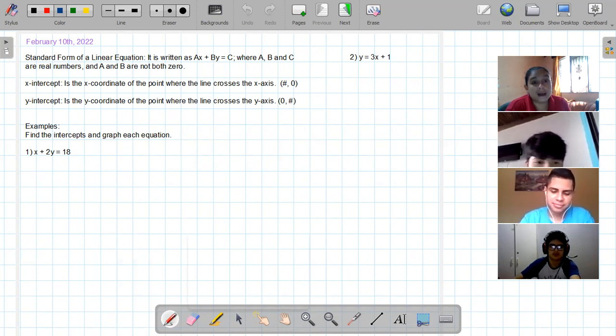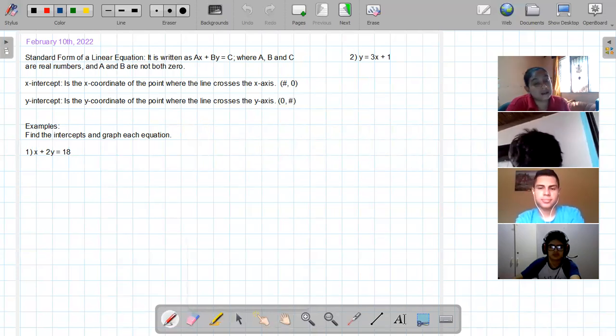It is written as ax plus by equals c, where a, b, and c are real numbers. In other words, any number: positive, negative, fraction, decimal, integers, square roots, non-terminating decimals, terminating decimals, any number that you can imagine is a, b, or c. And a and b cannot be both 0 at the same time. One of them can be 0, but not both of them, okay?